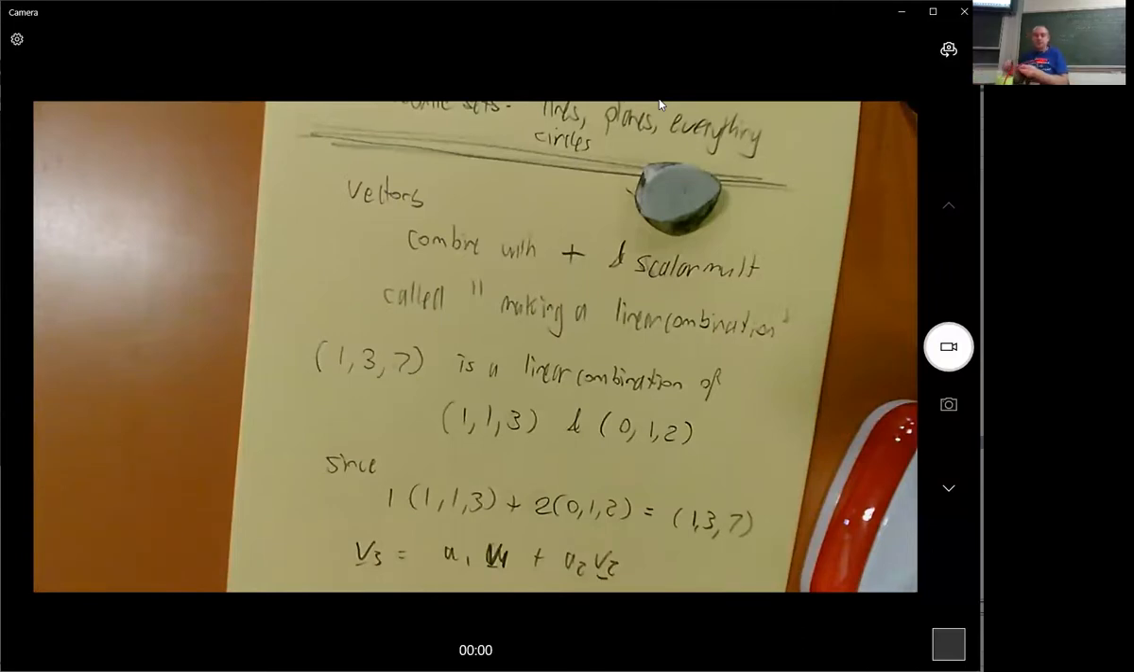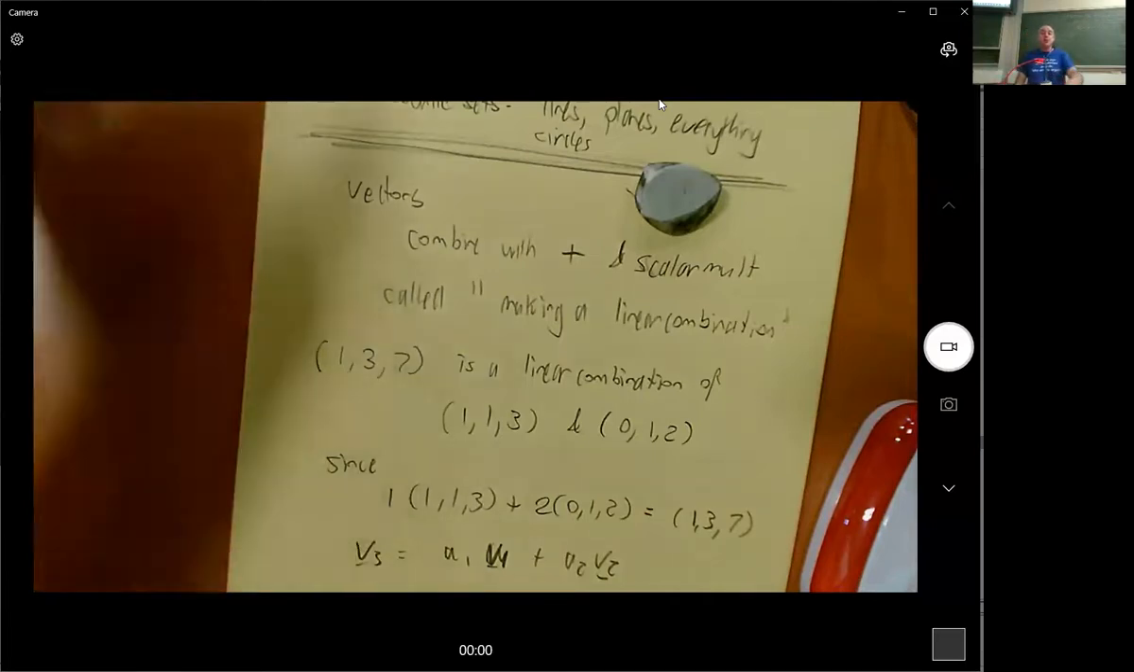Okay. So that's linear combinations. And linear combinations are everything because that's the whole point of what vectors are for. That's why mathematicians allow themselves to call them vectors, because they do addition and scalar multiplication.